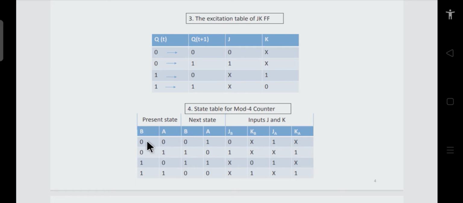So you know that if the counter is in the present state 00, on the appearance of the first clock pulse, the counter should move to the next state 01. Okay, if it is in the present state 01, it should move to the next state 10. Then if it is in 10 state, it should move to 11, and if it is in 11, it should move again to the 00 state, the initial state. Okay, so this is what your present and next state looks like.